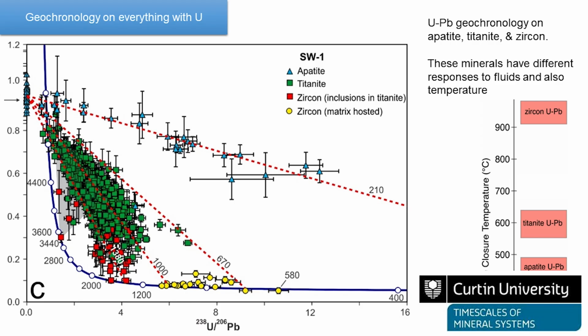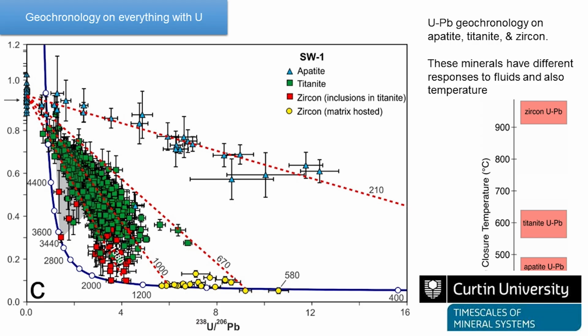But you can see we mainly see these trends that are mixing lines between a common lead component, which is the component that isn't produced from radioactive decay, but can be like a geochemical signal, if you like, for that mineral, and also the radiogenic component, which plots at the bottom end of these arrays. So the array itself contains quite a lot of information.